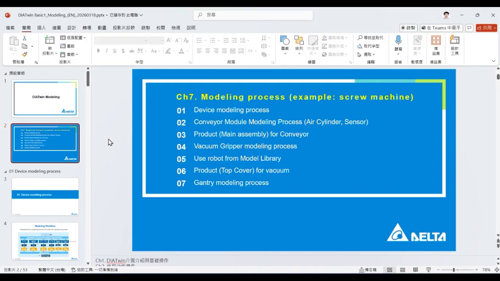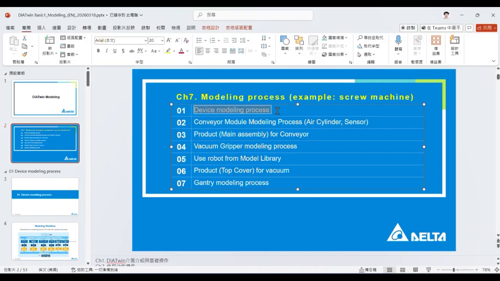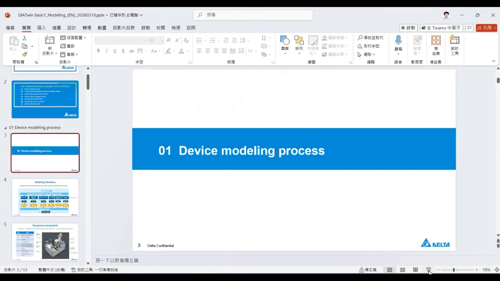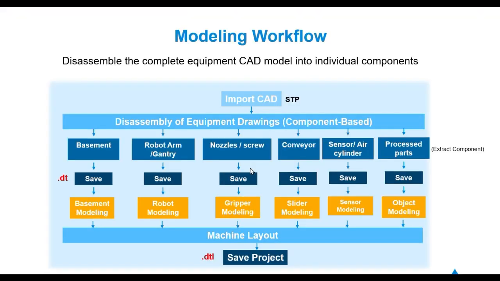Okay, so first we have to tell how to do the device modeling process in DIATwin. And then we've got air cylinder, conveyor, gripper, and also applying robot in our model library. And maybe we can also do a small project in today's lecture. So how can we do device modeling in DIATwin?